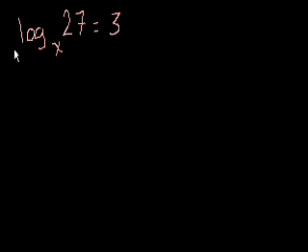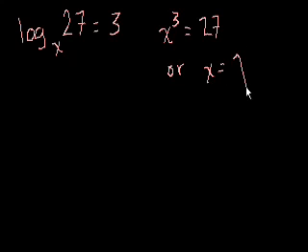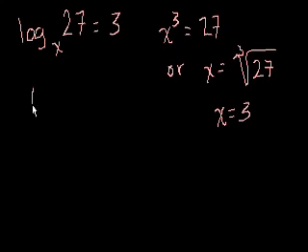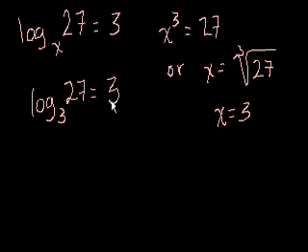Well, just like what we did before, this says that x to the third power is equal to 27, or x is equal to the cube root of 27. And all that means is that there's some number times itself 3 times that equals 27. And I think at this point you know that that number would be 3. X equals 3. So we could write log base 3 of 27 is equal to 3.